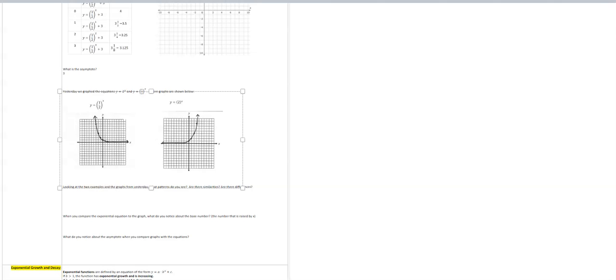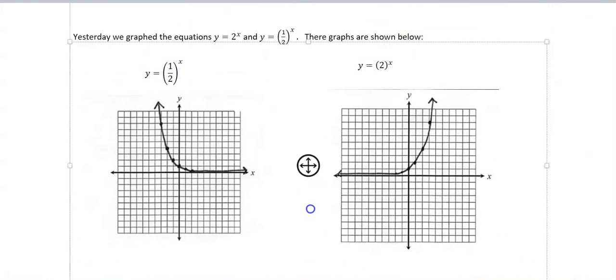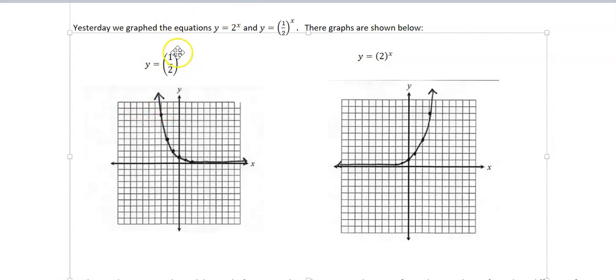So the next question says, if we compare the exponential equations to the graph, what do we notice about the base number? And remember, the base number is a number that's raised by x. So let's see, if we look at these two, our base number here is 1/2. And if I look at my graph, it's going down from left to right. And over here, our value for b is 2, and it's going up from left to right.